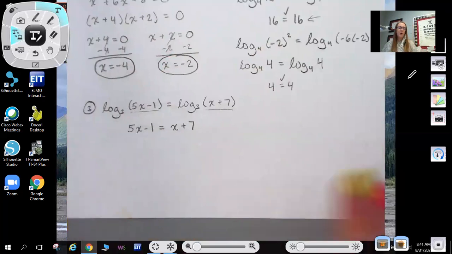Any guesses as to why this one's going to be shorter than the rest? Say again. Already factored. Yeah. I see what you're trying to get at. There's no x squared term. So we don't have to factor in order to solve this one.